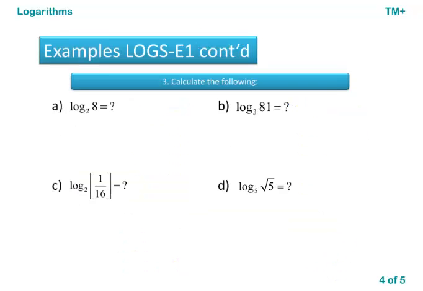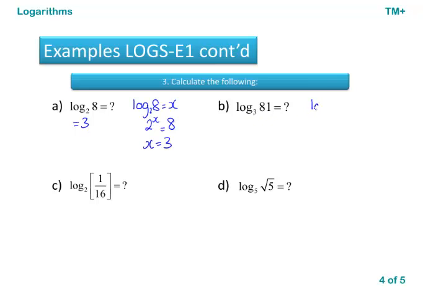Now let's look at calculating some of these. So here I have log base 2 of 8 equals x. If I rearrange this, I now have 2 to the power of x equals 8. Now 2 to the power of what is 8? Well, 3. So x has to be 3. So that means that log base 2 of 8 equals 3.